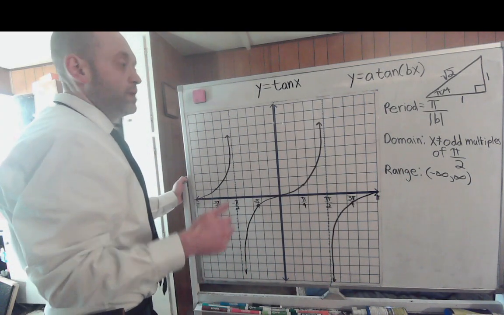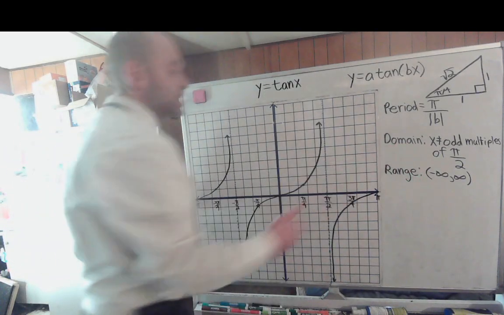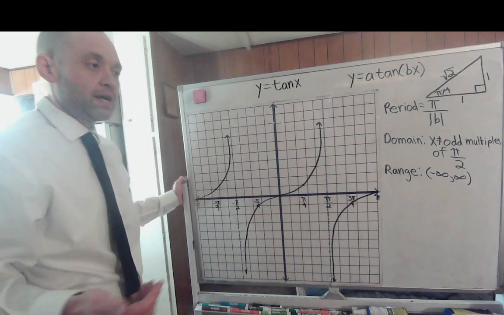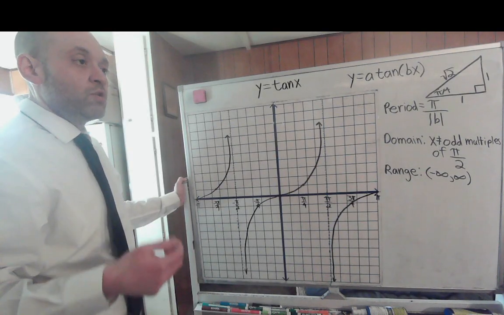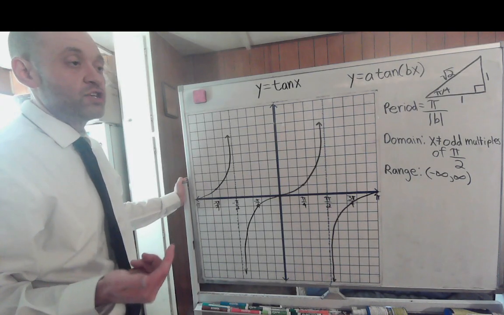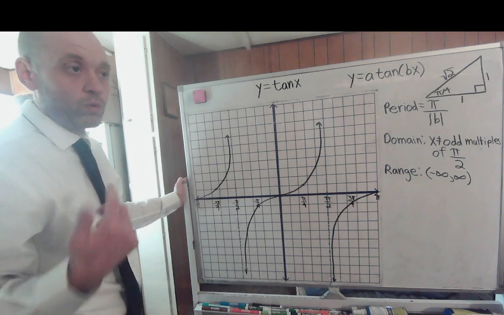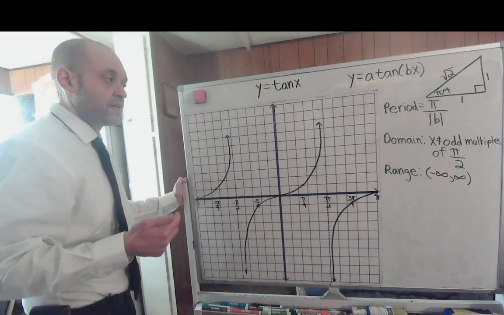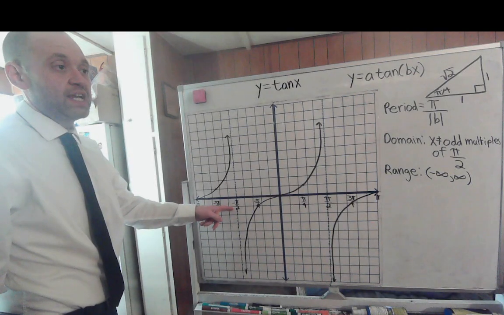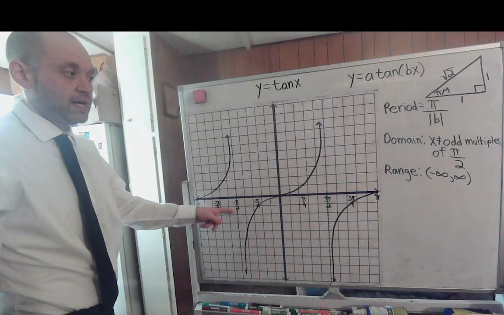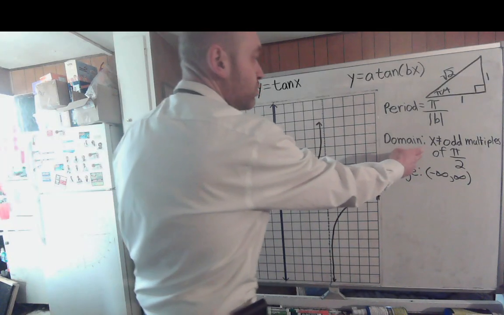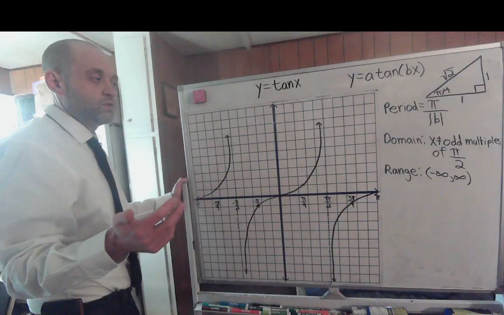Now, when we think of the domain of the tangent, we have to consider where is the tangent undefined. So let's put in pi over 2, okay? At pi over 2, we take sine over cosine. Well, the sine at pi over 2 is 1, the cosine is 0, and we know 1 divided by 0 is undefined. And it would be the same at negative pi over 2. You would actually get negative 1 divided by 0, undefined. So the domain is defined for x not equal to odd multiples of pi over 2.